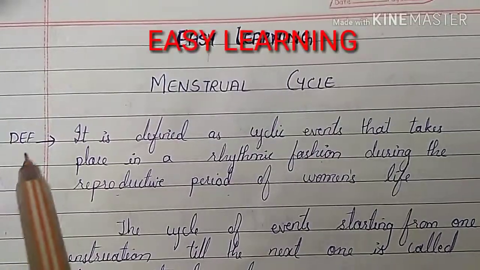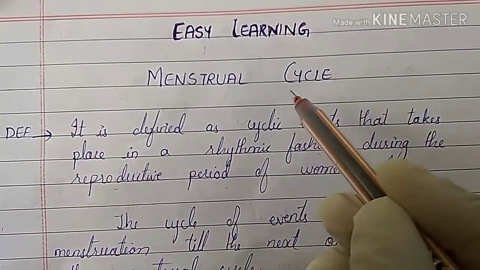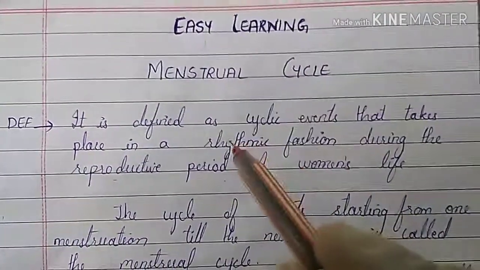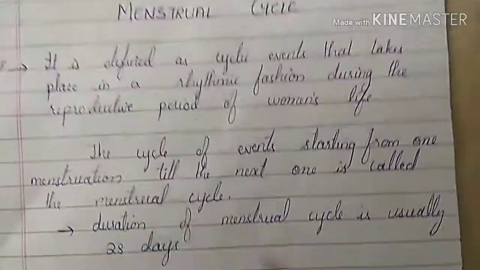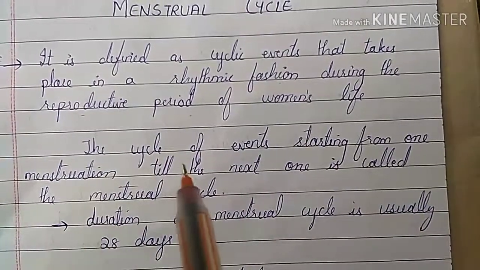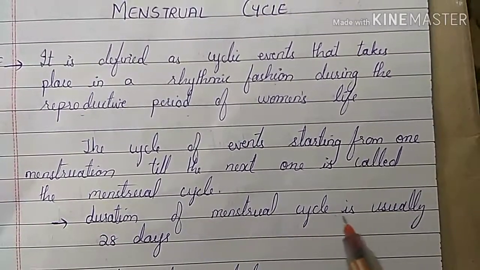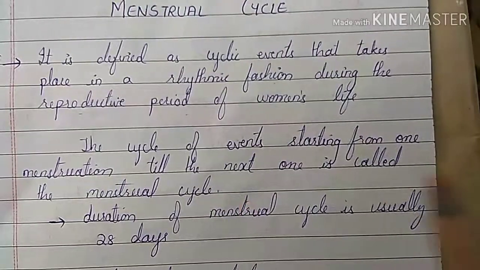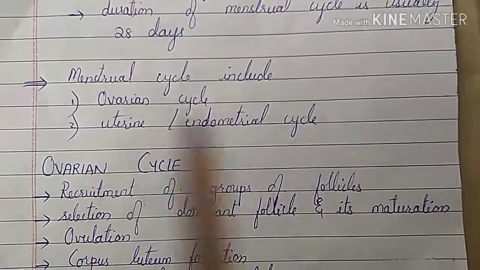So first, coming to its definition, what does menstrual cycle mean? It is defined as cyclic events. There are cyclic events which take place one after the other in a rhythmic fashion during the reproductive period of a woman's life. Basically, the cycle of events starting from one menstruation till the next one is called the menstrual cycle. The duration of each menstrual cycle is usually 28 days, but it can vary from about 20 to 40 days also. Menstrual cycles include the ovarian cycle and the uterine cycle.